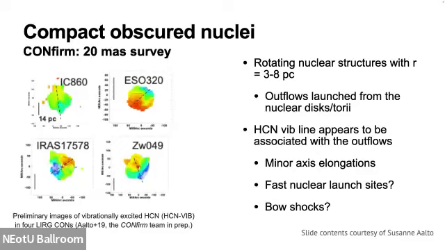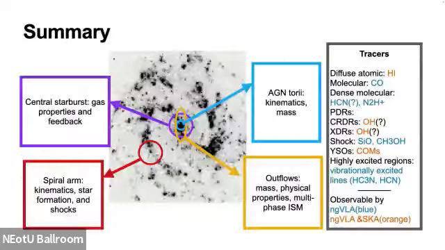Okay, so it looks like the perfect time to end. So this is my summary slide. So with ngVLA and SKA, we are able to study different parts of the galaxy, not just the central regions, but the outer outskirts with multiple transitions. And these are the tracers that we can use.